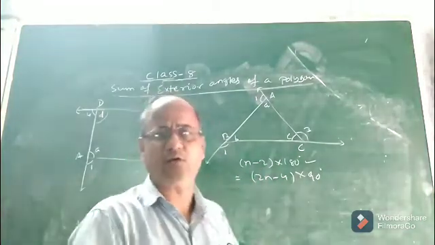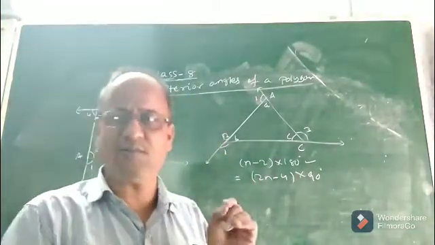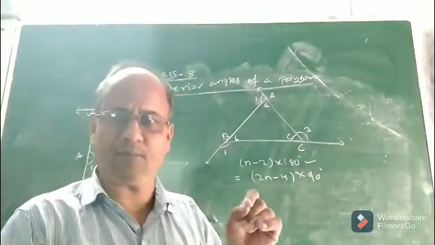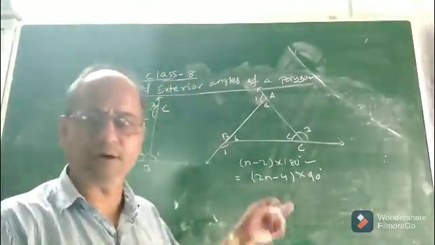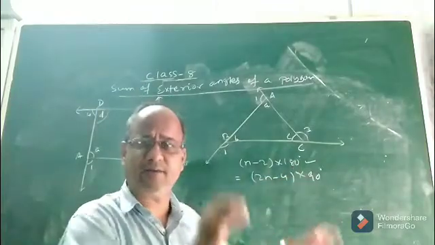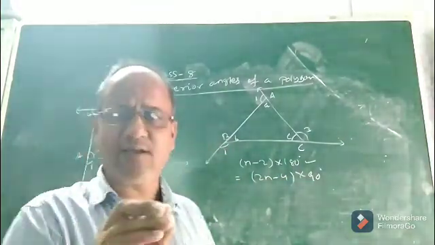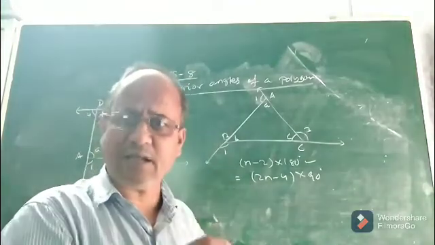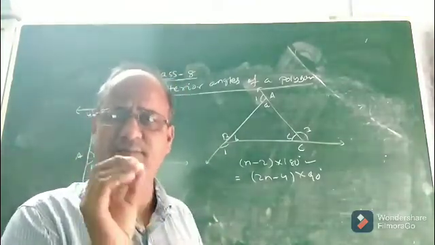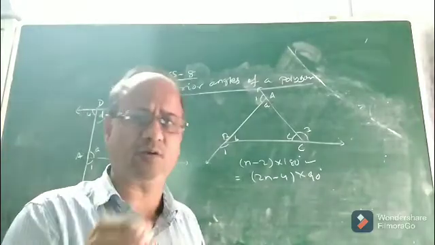And also I had told you how to find the measure of each interior angle of a regular polygon. What was the formula? The formula was (n minus 2) into 180 degree divided by n. That means if the sum of all interior angles is divided by the number of sides, then we will get the measure of each interior angle of any regular polygon.